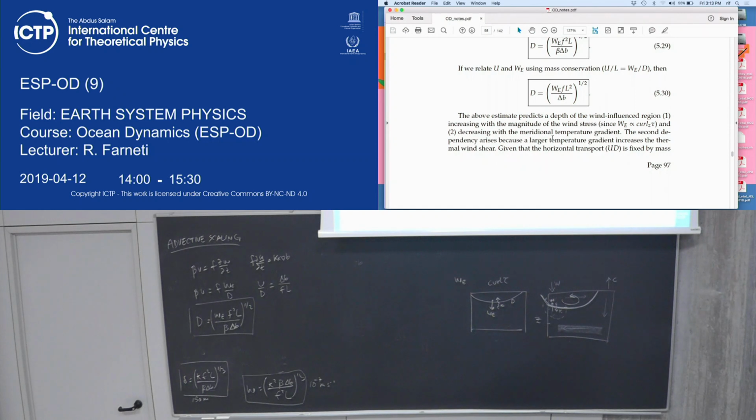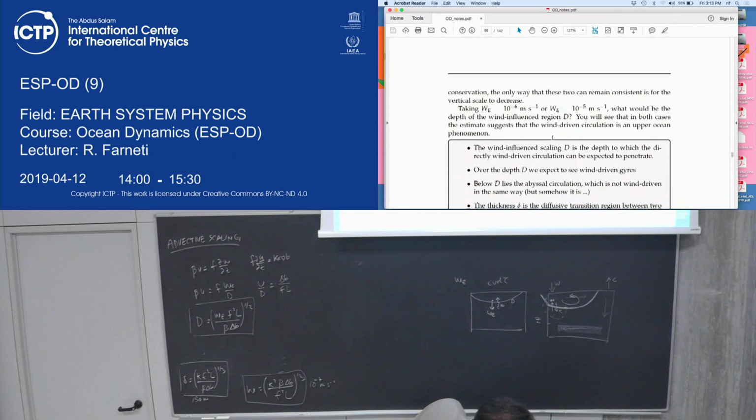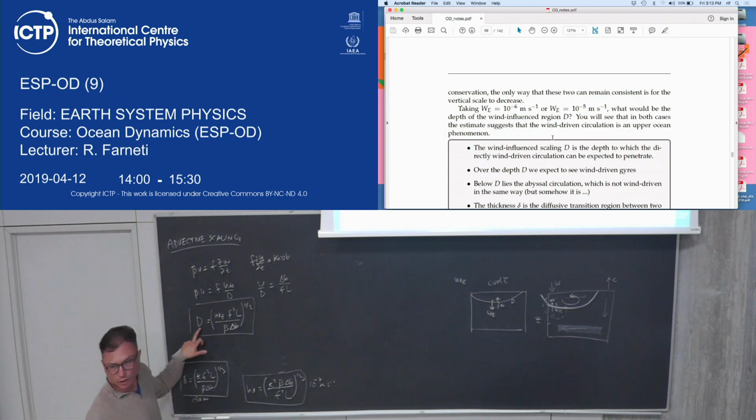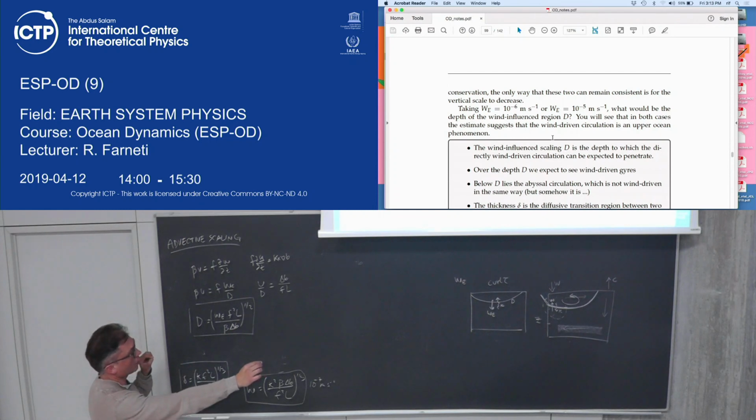And so the horizontal transport is fixed by mass continuity. And so the only way to maintain these two, a larger vertical shear and the same vertical transport, is that the vertical scale decreases. And so it's more confined to the surface, and so this D has to decrease. If the horizontal gradient in temperature increases, vertical shear increases, and so this D gets shallower and shallower.